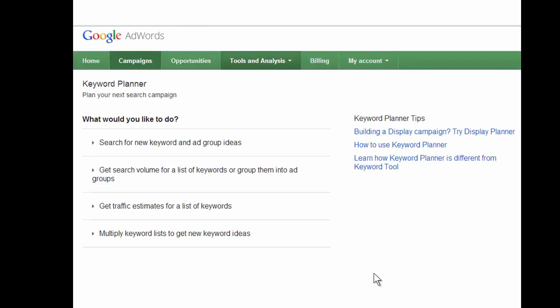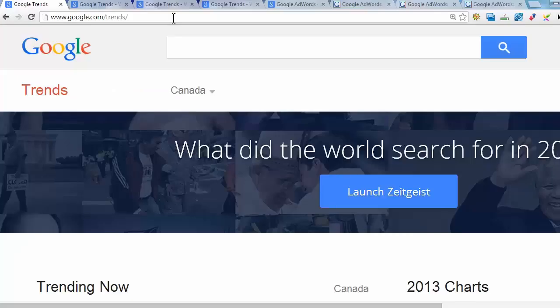So I'm going to show you the Keyword Planner tool. But before I do, I want to show you Google Trends, google.com/trends. It's a fabulous tool that can help you discover how people search, what search terms they use, where they search, in what countries, in what locations, etc.